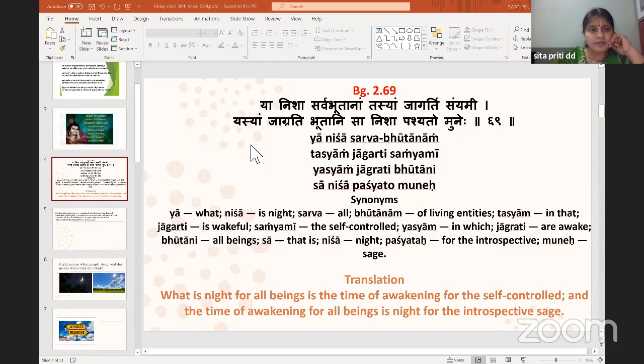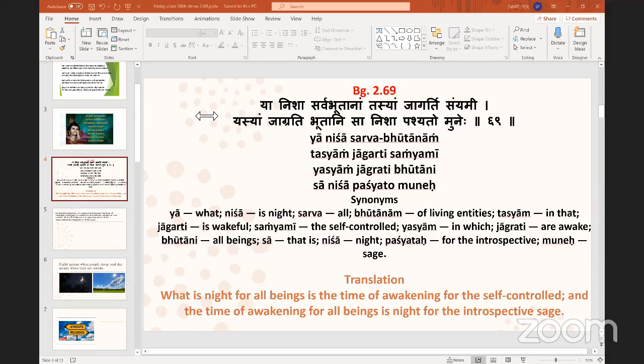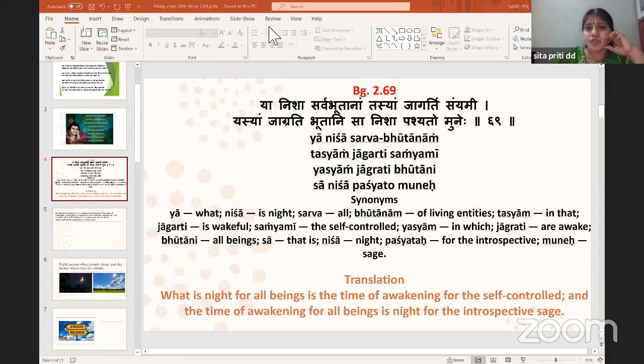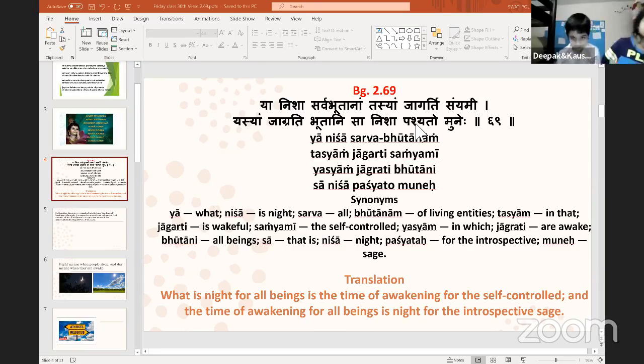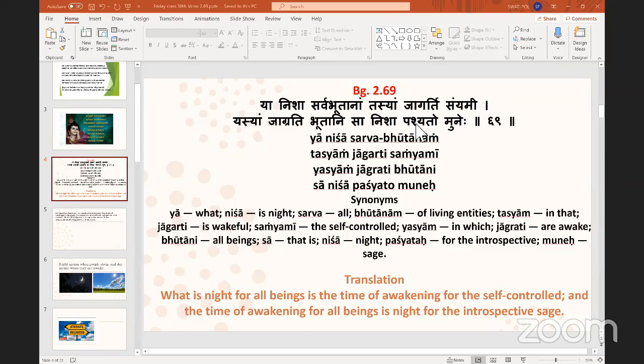Now Keshavi, Tanvik, and Deepak, can you say this verse together? Kaushiki, you will repeat the words after me, so that you can say it together with me. You can wait for a few minutes.